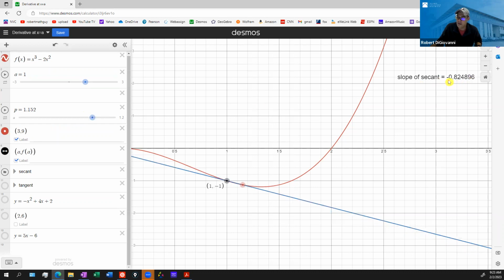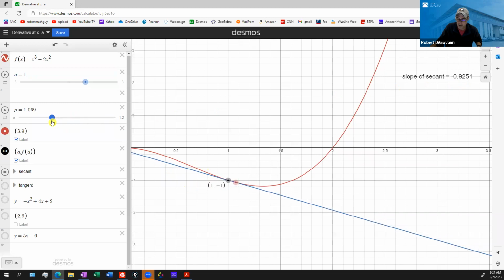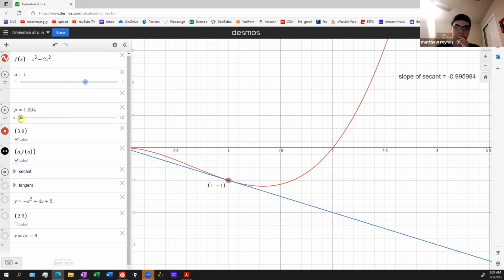right now. It's negative 0.824, right? That's the slope of that line. Notice as I move that red point closer to the black point, what happens to that slope? Negative 0.92, right? What does it seem like it's getting closer and closer to? Negative 1. Right? Looks like it's wanting to get closer and closer to negative 1.